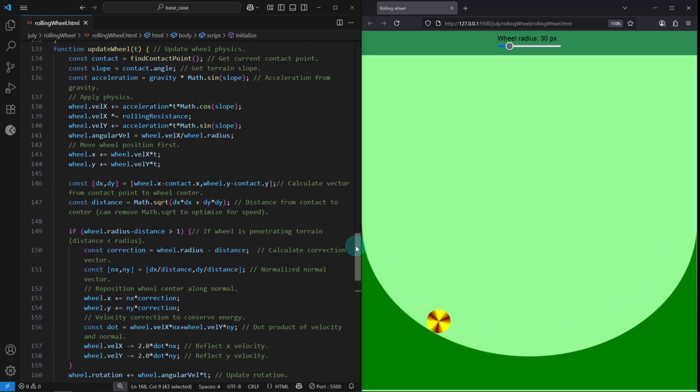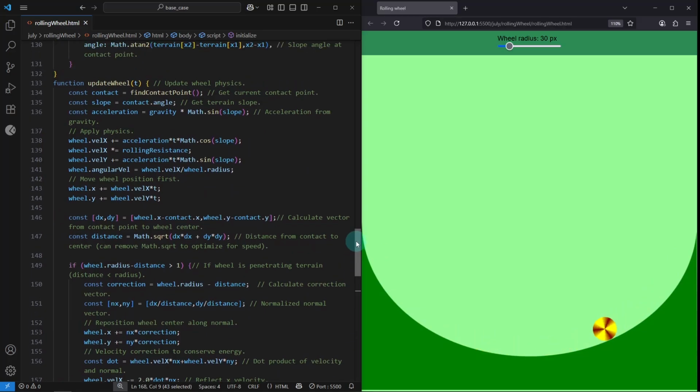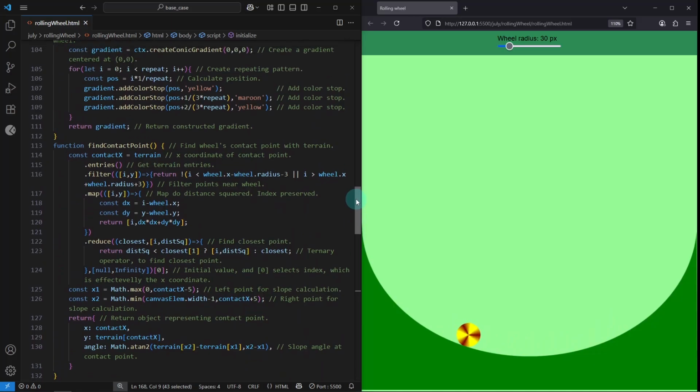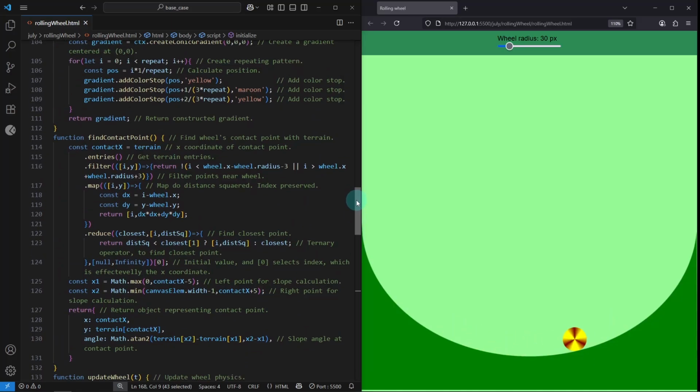The slope at any point is approximated by comparing nearby terrain heights. We take several adjacent points and compute the angle using Math.atan2 for precision.